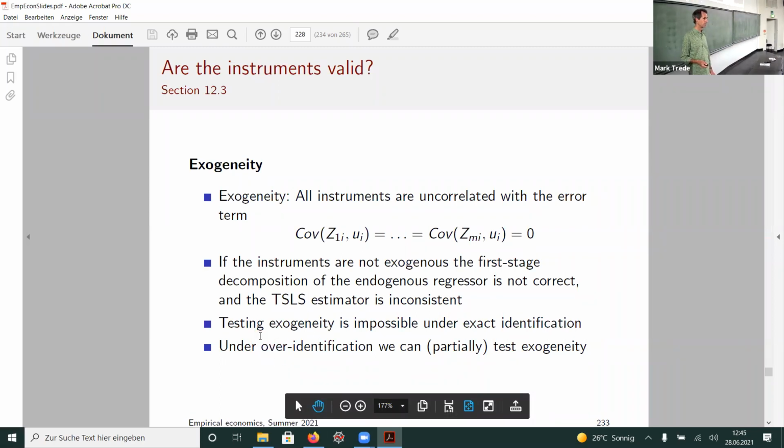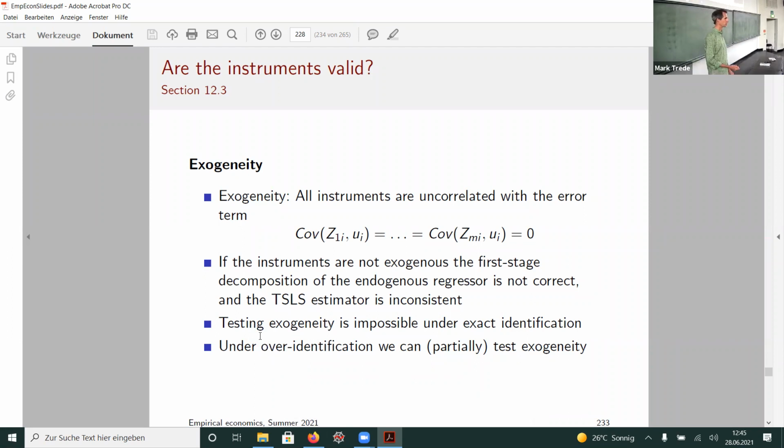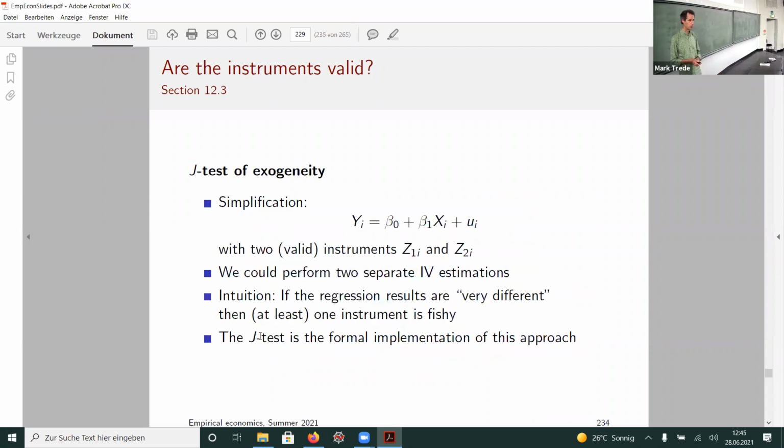So that's not possible. The only way to check exogeneity is to use over-identification. So if we have more instruments than we actually need, at the minimum, then we can check the exogeneity property. So that's the only way. And that's called the J-test. And it's a kind of advanced test, but since it's reported by most software packages, let's talk about that.